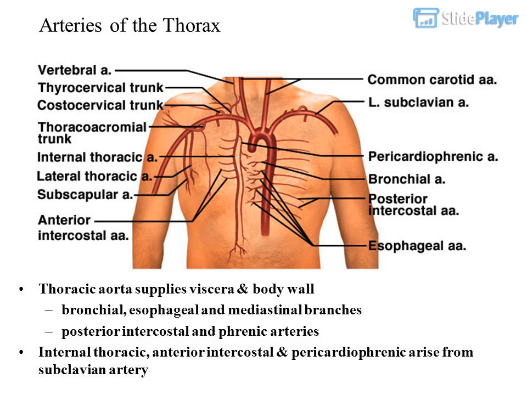Arteries of the thorax. Thoracic aorta supplies viscera and body wall. Bronchial, esophageal and mediastinal branches. Posterior intercostal and phrenic arteries. Internal thoracic, anterior intercostal and pericardiophrenic arise from subclavian artery.